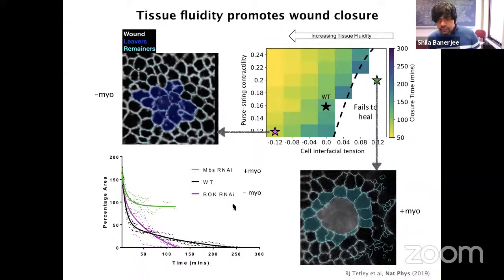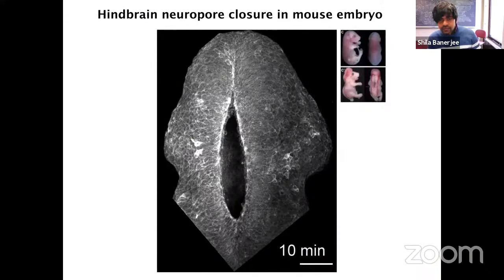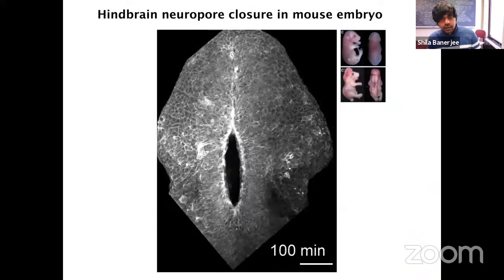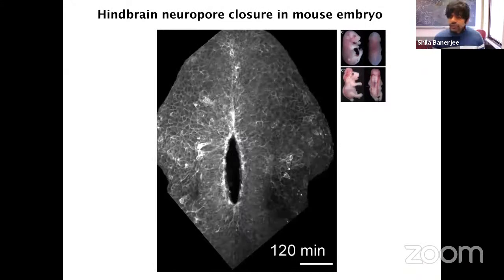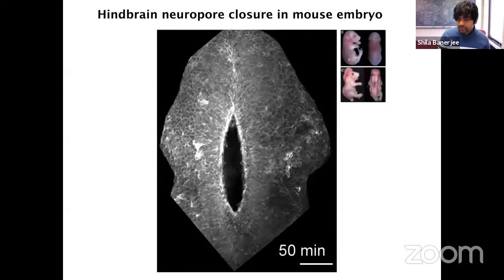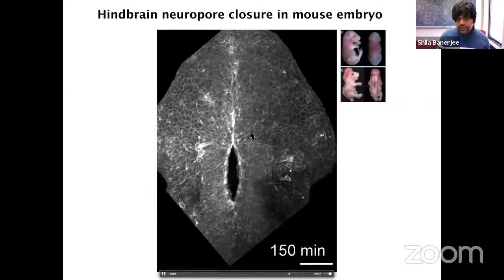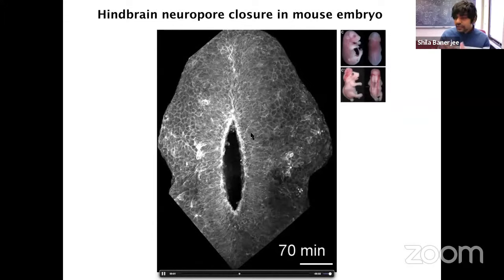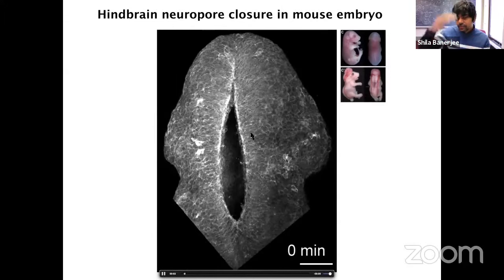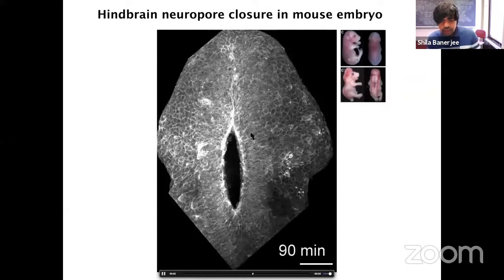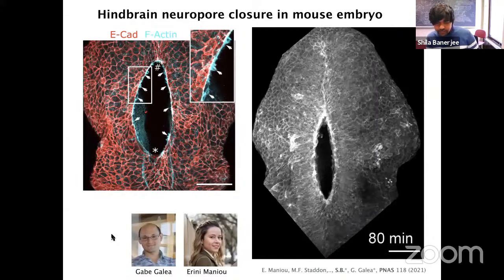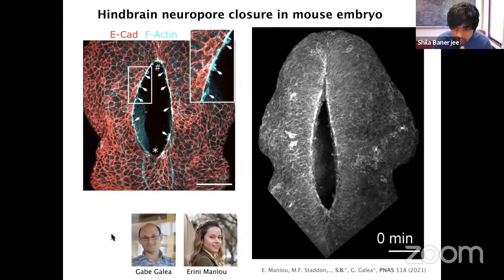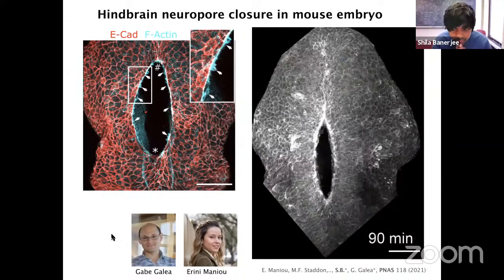So in recent work, we saw more examples of this, and I'll particularly focus on one of our recent studies published this year, where we're looking at neural tube closure in mouse embryos. Okay, and this is a really gigantic gap. This is not a wound, and this is a gap that forms in development about 500 microns long. And this is work done with my former colleague at UCL, Gabe Galea, and Erini, who is in the audience as well, I think.